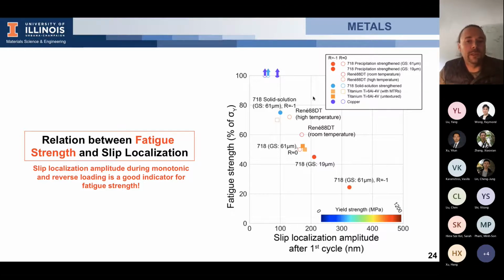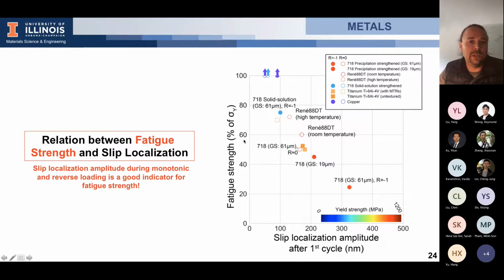And it's what I display here. So when I do testing at a ratio of -1, I use tension-compression, so I just display the amplitude of the localization after the first cycle, after compression, so at the end of the cycle. And when I compare with tests at a ratio of 0, when you have only the tensile part during cycling, I of course compare only to the tensile part, so the first cycle.